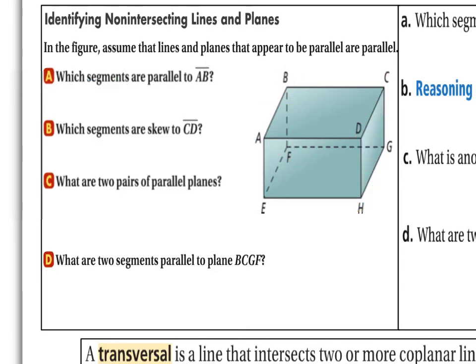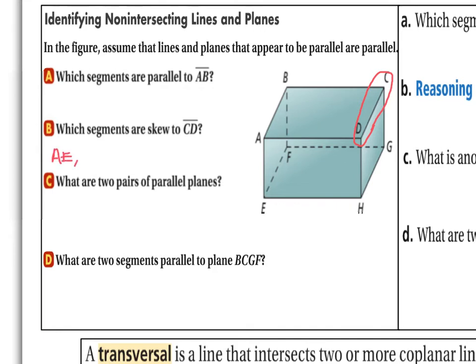Okay, so letter B. Which segments are skewed to CD? So we look at CD, and CD is right here. I need segments that are skewed to CD. They're not in the same plane, they're not parallel, and they don't intersect. Okay, so first one I'm going to look at is AE.